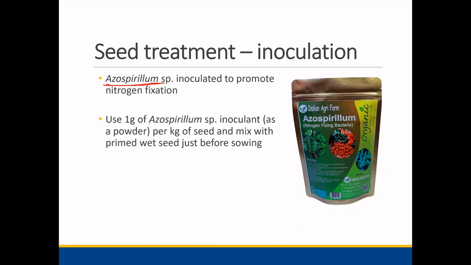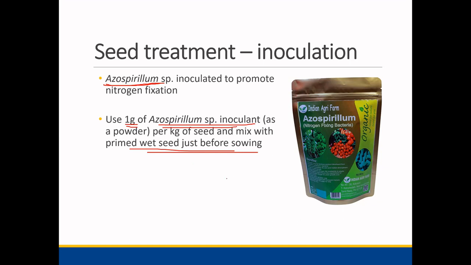So then the recommendation is here. You can use 1 gram of this particular inoculant, Azospirillum, which is available like a powder. In this picture you see, it's available like a powder. So per kilogram, 1 gram. And then you mix with the primed wet seed just before sowing. Just before sowing, you can mix with the wet seed and then you can sow.